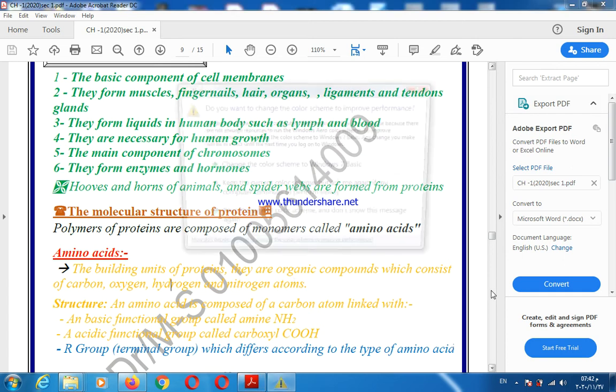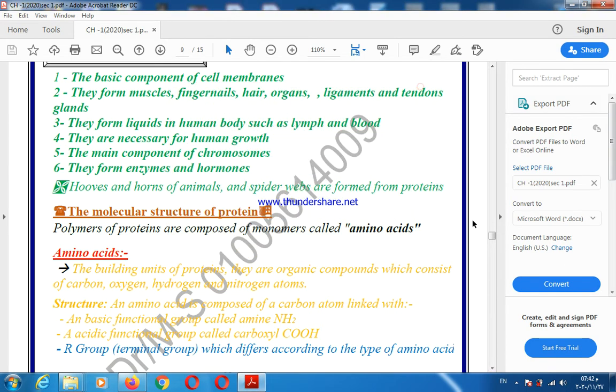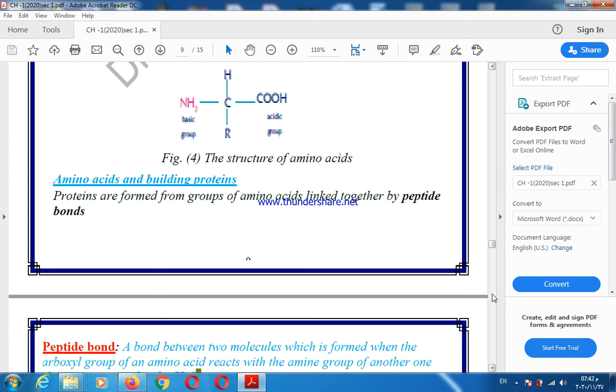In fact, we have a very important compound called amino acid. Let's start with the carbon atom in the center of the structure of the amino acid. It shares with the carbon atom by 4 covalent bonds: an acidic group called carboxyl, a basic group called amine, hydrogen, and a terminal group called alkyl.